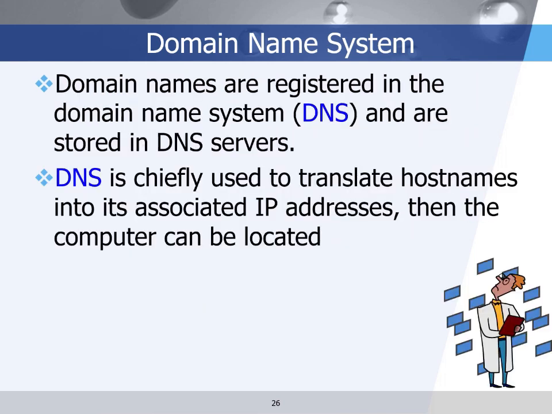Because the domain name actually represents the IP, we need some place to store the mapping between the domain name and the IP address. The domain names are registered in the domain name system and stored in the DNS server. And currently, the world's root DNS servers are located in the United States. But there are some other regional domain name servers in different places.